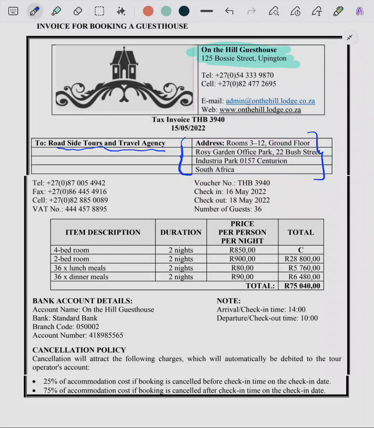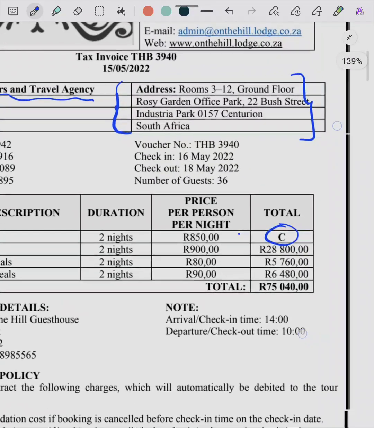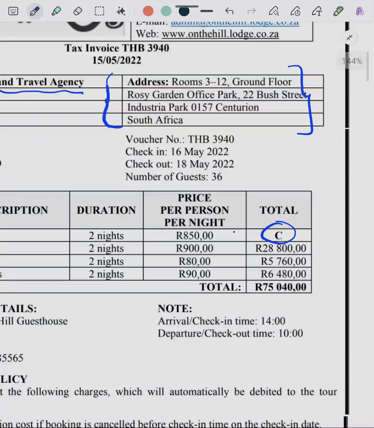The second question asks us to calculate the missing value C, which is the total of the costs for the 4-bedroom rooms. They tell us it's going to be for 2 people, for 2 nights, and it's 850 Rand per person. But what we don't have is a quantity. So to find this one, we're going to have to look at our total instead and subtract the known values.